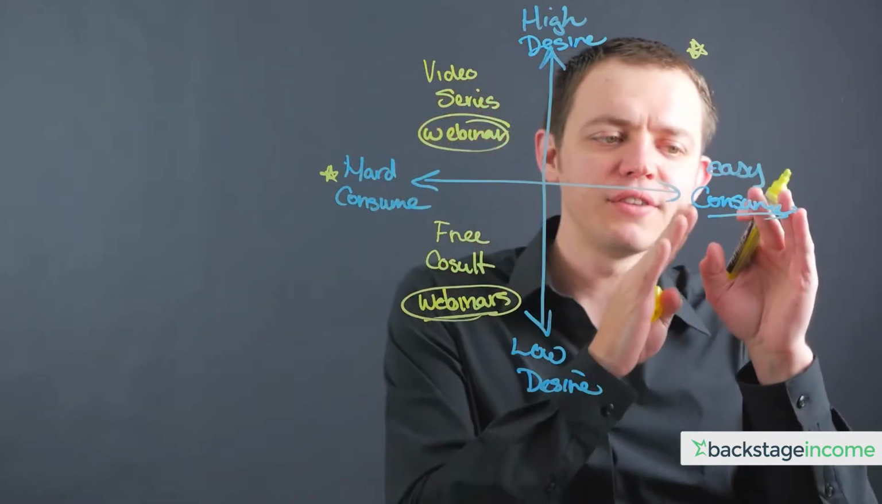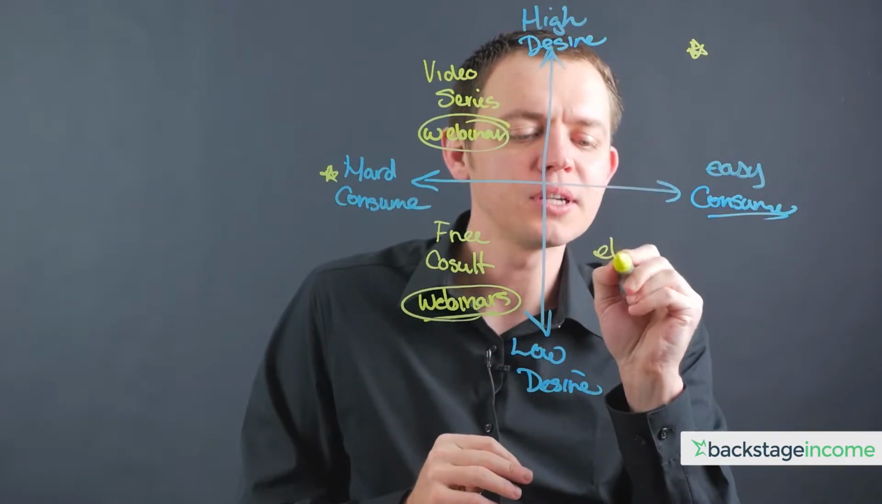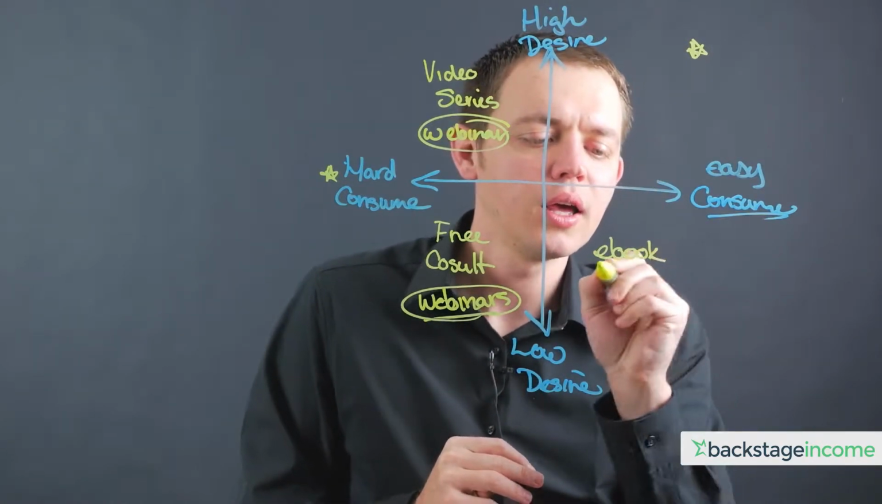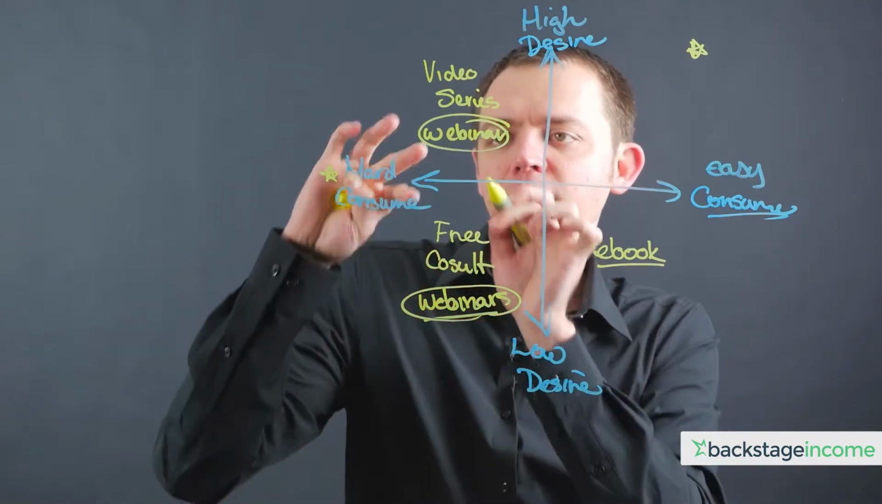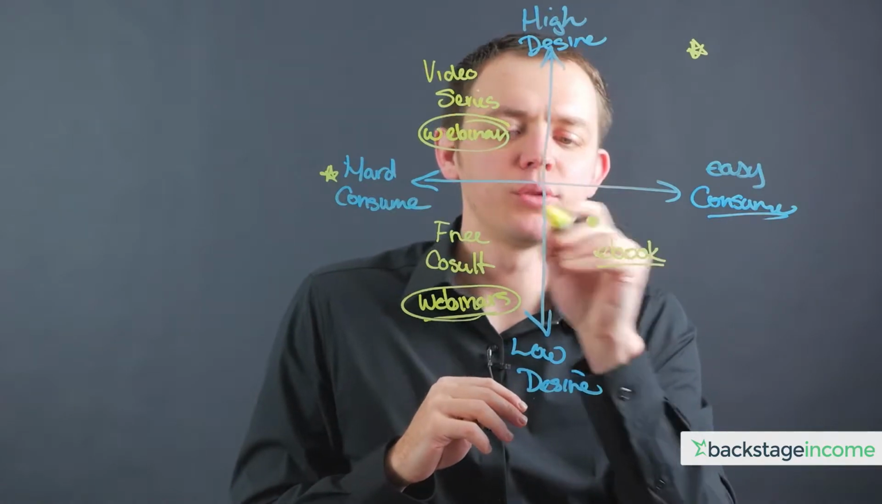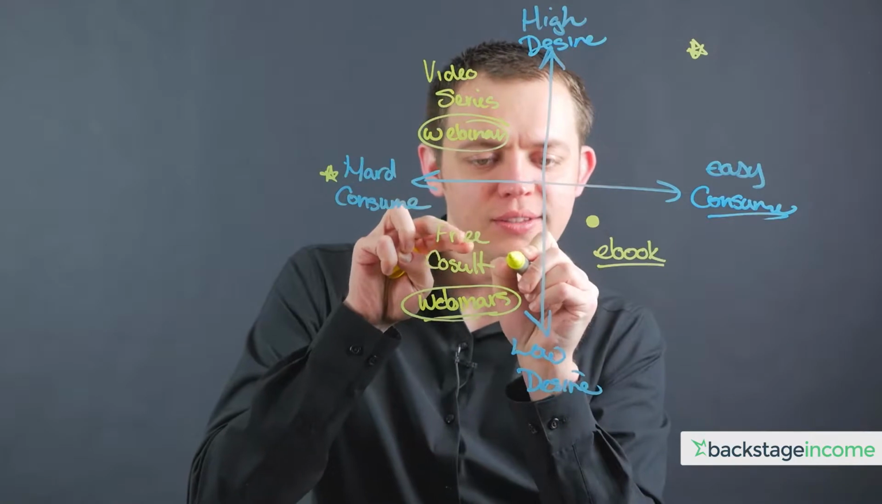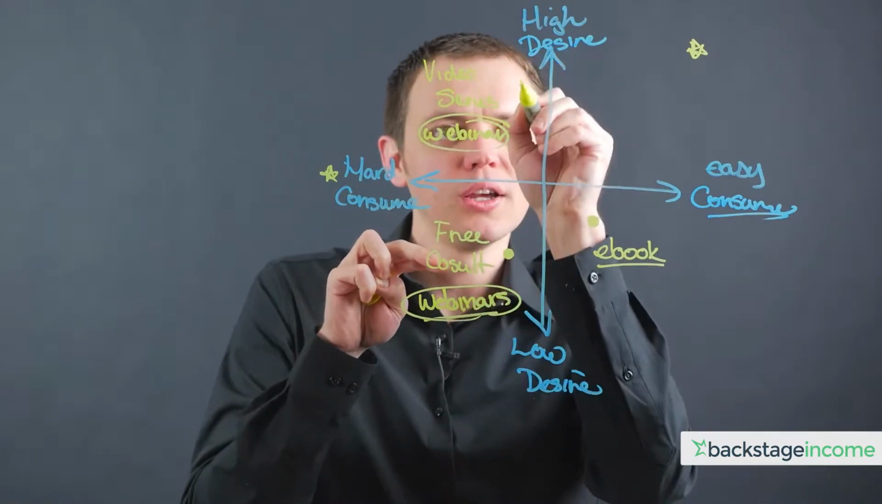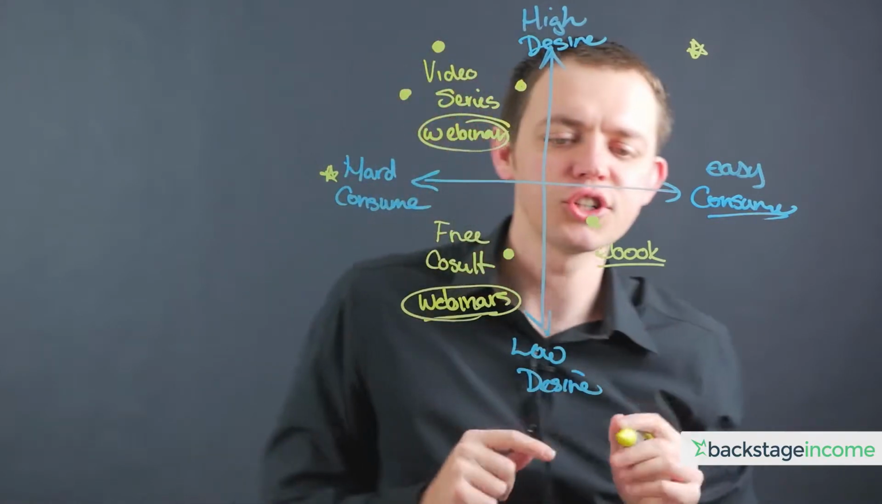Now, over here, you have easy consumption, so easy to consume, but low desire. This could be maybe something like an ebook. An ebook's a little more difficult to consume than maybe a video series, so it's a little bit easier. So again, if you're looking to really put these things on the map, there's a relativity concept here, right? So one could be up here, one other one could be up here. It depends on these different things that you're creating.